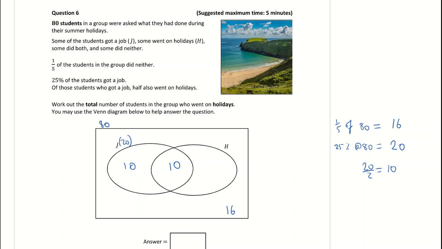So now, let's figure out our holidays. In total, we have 80 students. I'm going to subtract the 10 who got a job, the 10 who went on holidays, and the 16 who didn't do either. So if I take 80, subtract 36 gives me 44. So that's telling me that 44 goes in here, just went on holidays. Now the question wants us to figure out the total number of students in the group who went on holidays, but don't forget that there's also these 10 that went on a holiday. So in total, my final answer here would be 54. 54 students went on holidays.